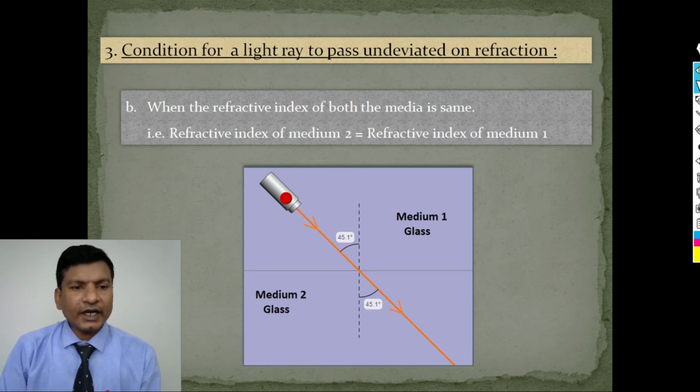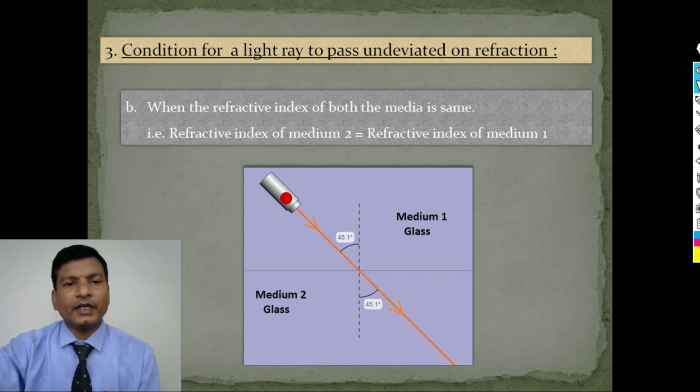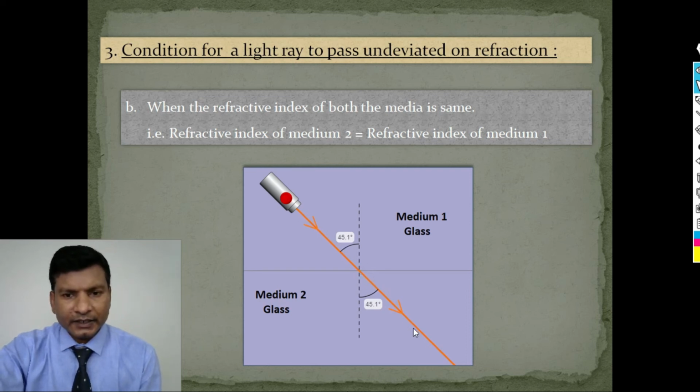When the refractive indices of both the media are the same, at that moment also the ray of light moves undeviated. See this diagram. In this diagram, this is medium 1, I have used glass here. This is medium 2, I have used glass here. Now when the ray of light is coming here, this is the incident light and this is the refracted light. Is there any bending of the ray of light in the second medium? No, there is no bending of the light ray in the second medium.